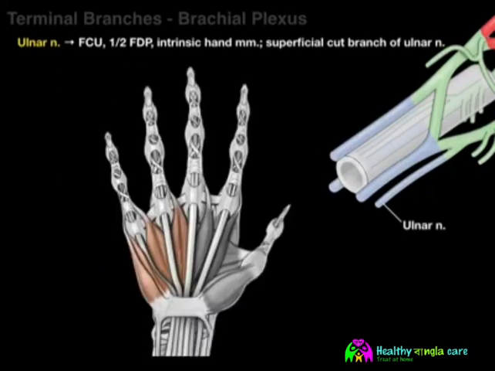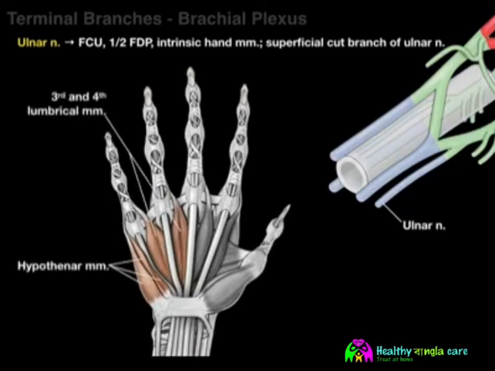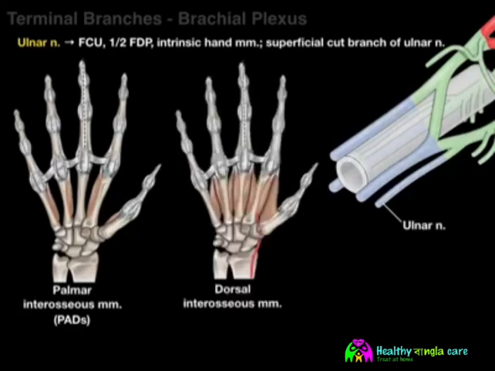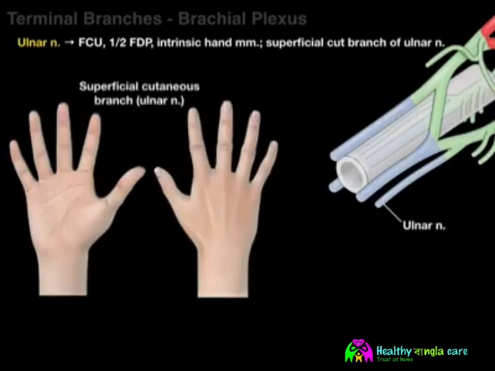It also does for intrinsic hand muscles the hypothenar muscles, these intrinsic muscles that go to the pinky, as well as our third and fourth lumbrical muscles. And in addition to those intrinsic hand muscles, it does the palmar interossei muscles called the PADs, because these muscles adduct the digits, and the dorsal interossei muscles called DABs, because these muscles abduct the digits. Now, sensation, the superficial cutaneous branches will do the medial half of the palm of the hand, the pinky, and the ulnar half of your ring finger on both the front and the back of the hand.